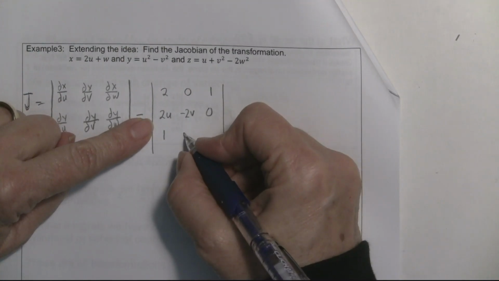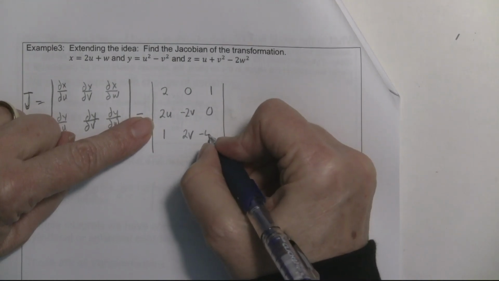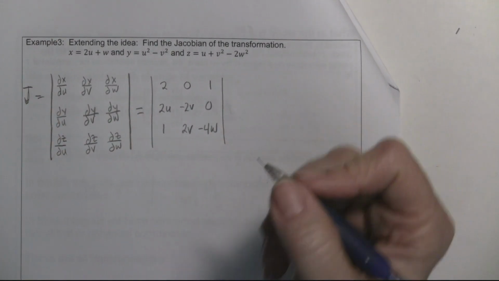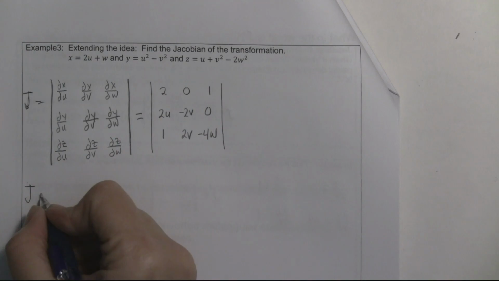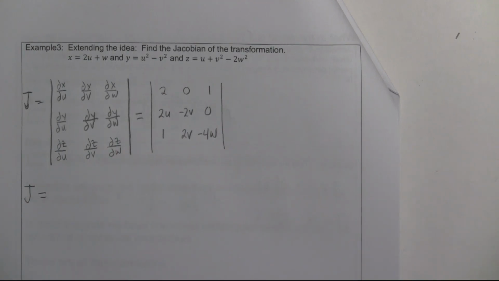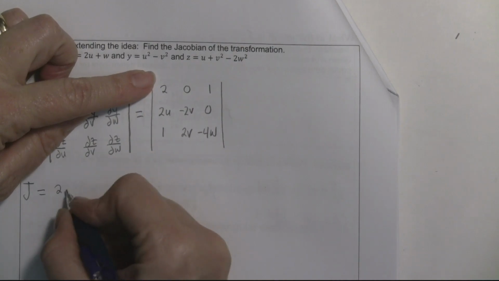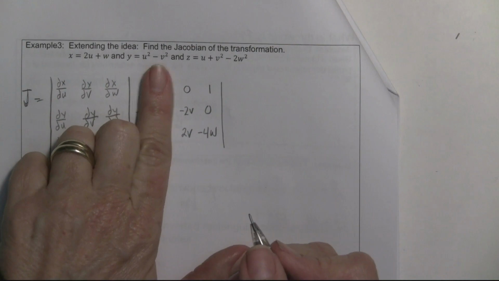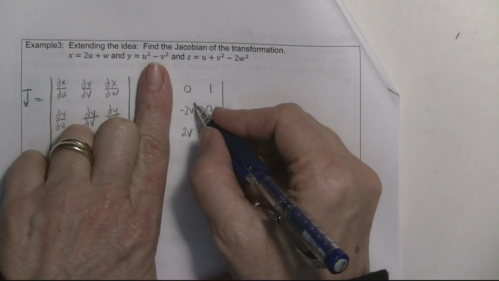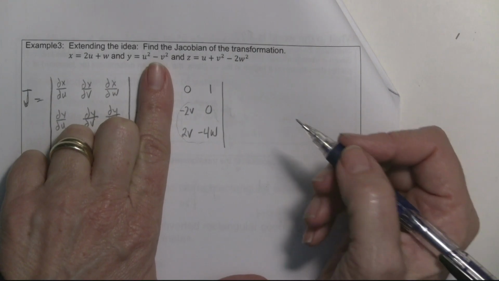Okay, and then here 2v and minus 4w. And then I just have to do the determinant there, right? So my Jacobian would equal, and I don't know if you remember, but you go 2 times, and then you put your finger over the column that had 2 in it, and then you do your 2 by 2 here.